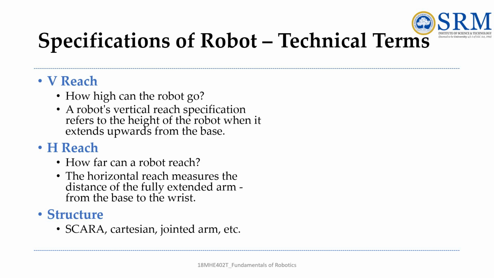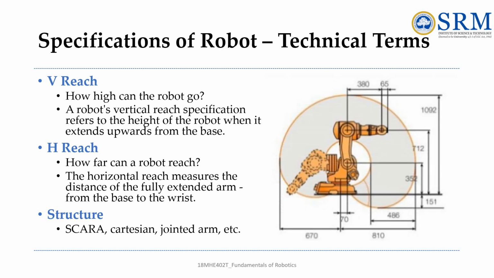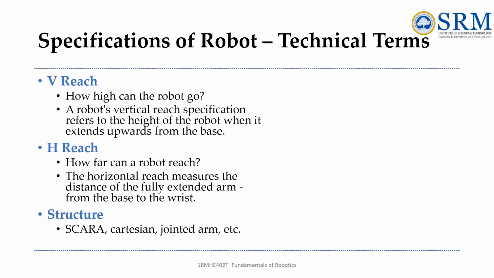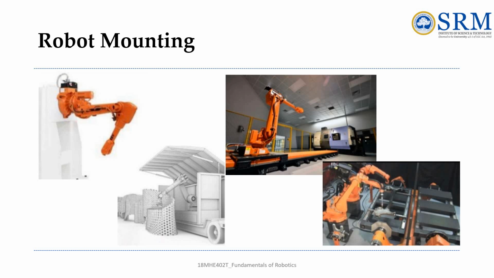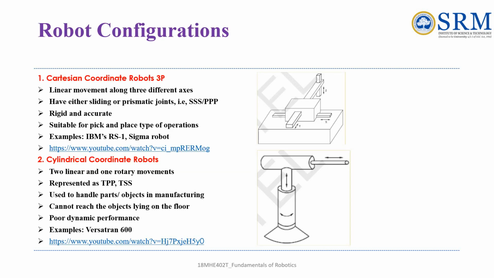Now when we talk about the structure of a robot, we are discussing the different ways the robot's arm is built. It's like saying whether it's a straight arm or a jointed one or any other design. You could see here in the picture, it's covering vertical reach and horizontal reach. Next, these are about various robot mounting applications. And next we'll see about the robot configurations.